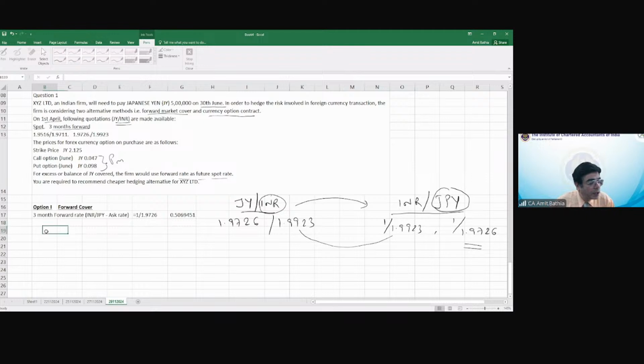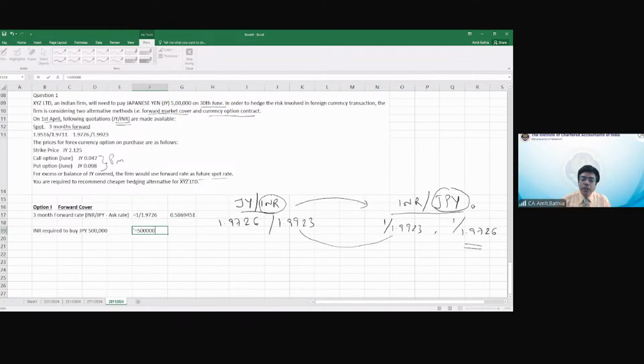Now that I have got this rate, I need to calculate. So now, how much INR will be required to buy Japanese yen 500,000? I will say it will be 500,000. Should I multiply or should I divide? Multiply.